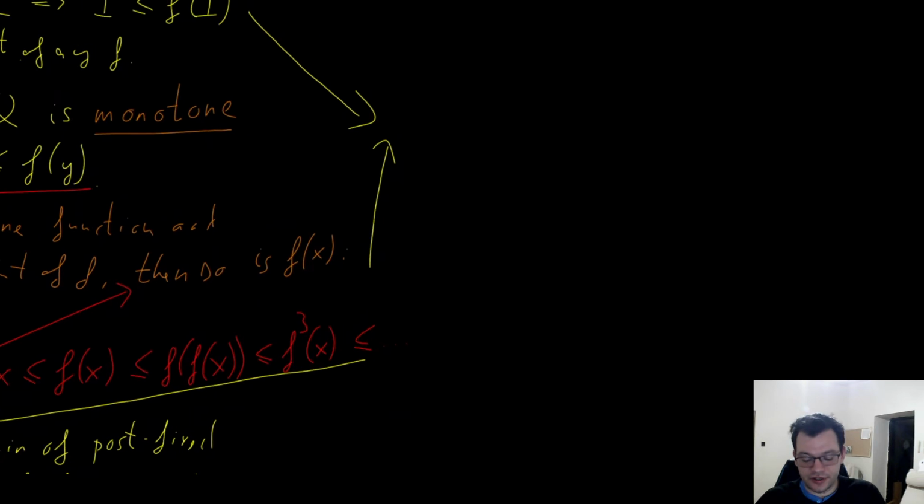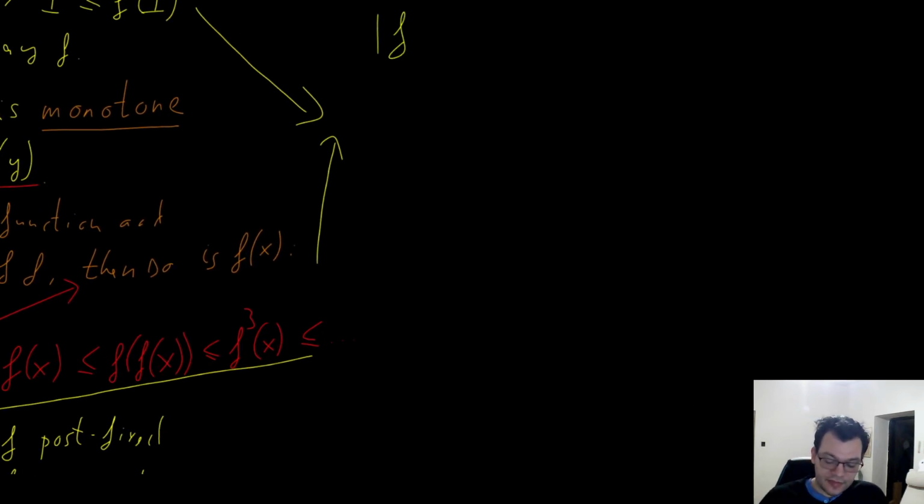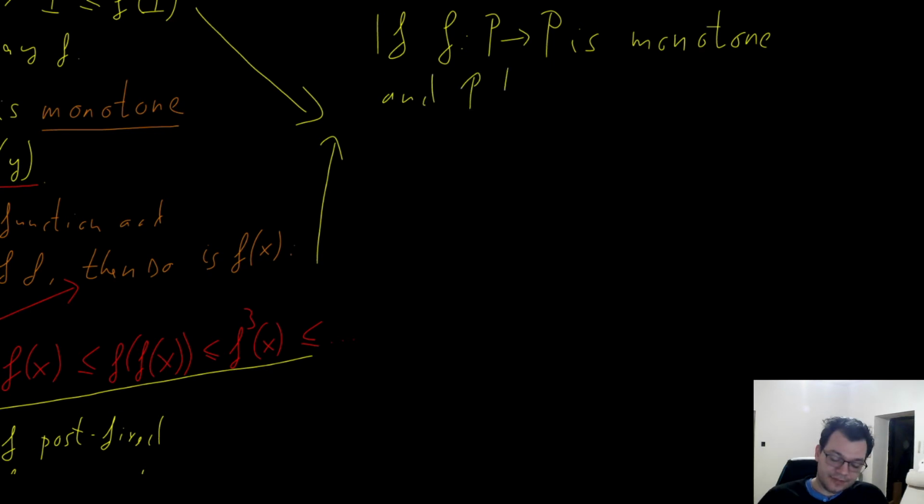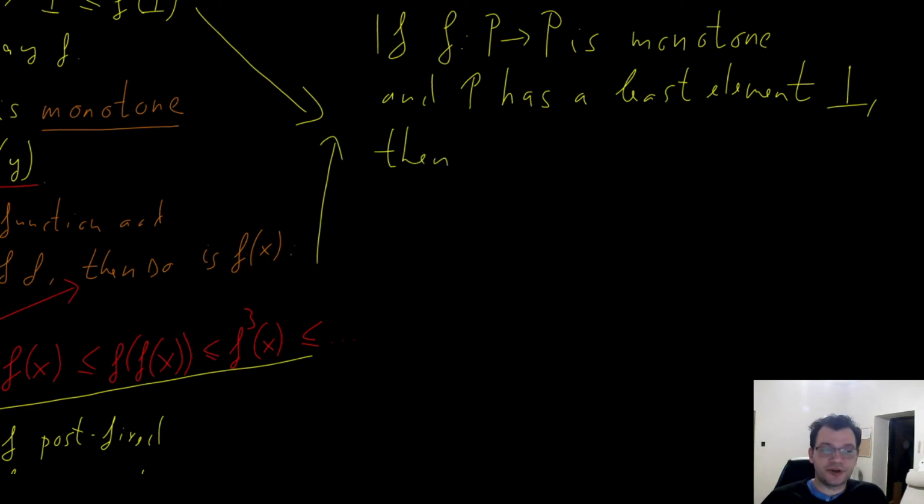So here we have that if f from P to P is monotone, and P has a least element bottom, then it means that we can start iterating f from the least element bottom, and we will just get some sort of an increasing sequence.